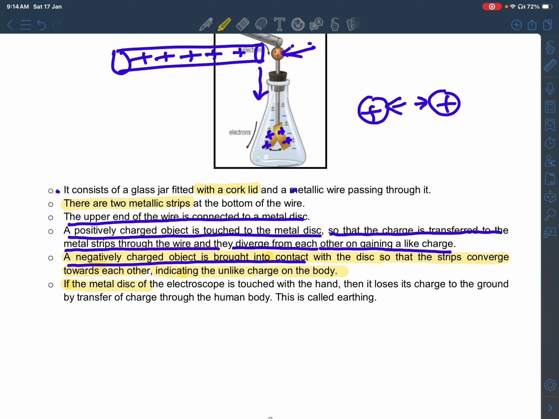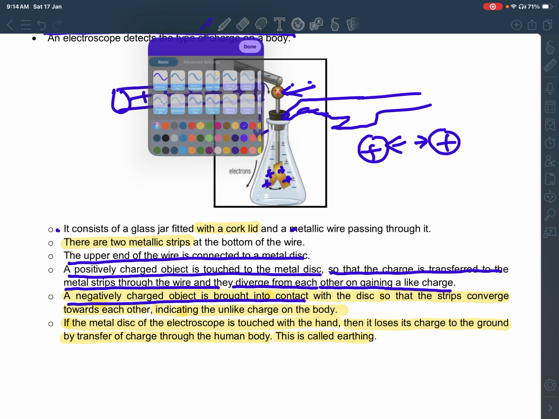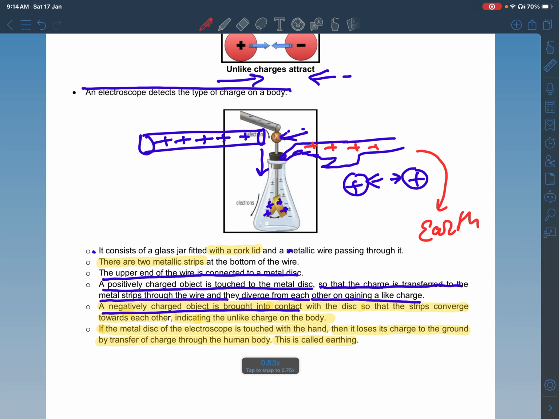If the metallic disc of the electroscope is touched with the hand, it loses its charge to the ground by transferring the charge to the human body. This is called earthing. It means transfer of charge. The charges get transferred to the human body and then to the earth. That is called earthing.